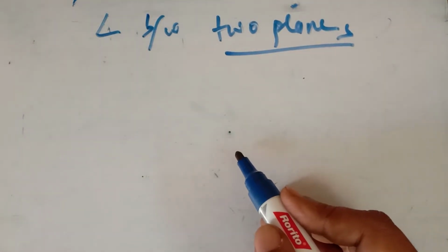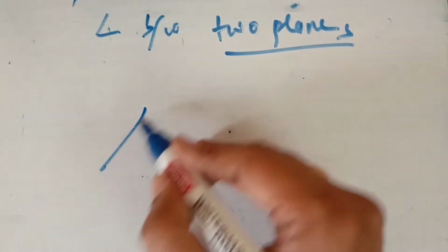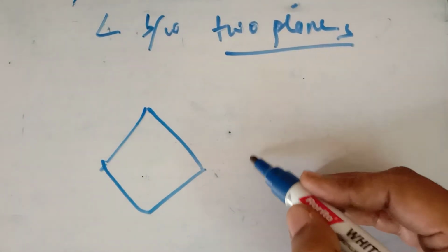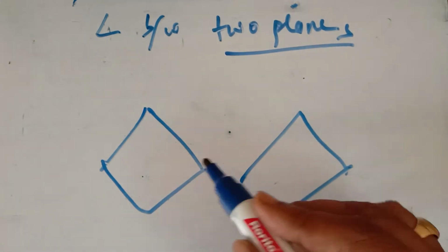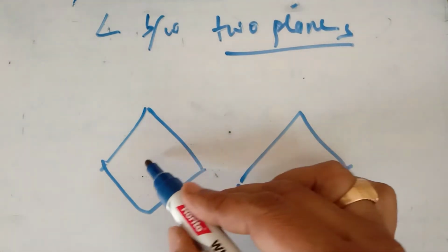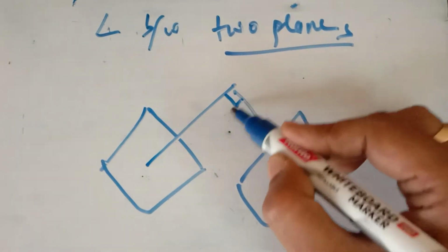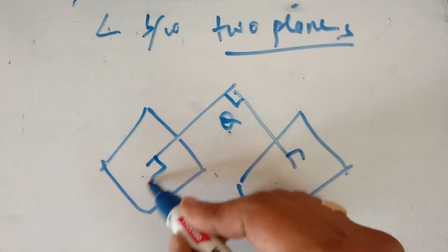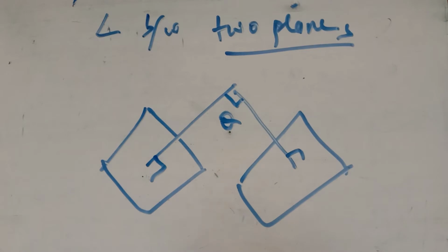The angle between the two planes is defined as follows. Suppose these are the two planes and you have to find the angle between these two, then the angle between these two represents the angle between their normals. So when you have to find the angle between the two planes, we should find the angle between their normals.